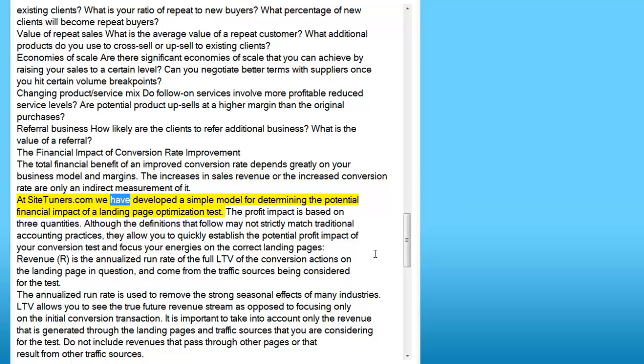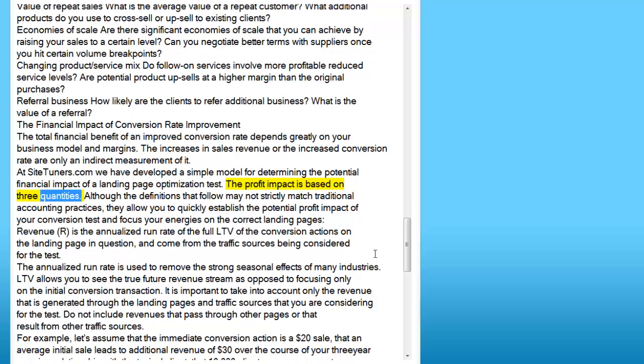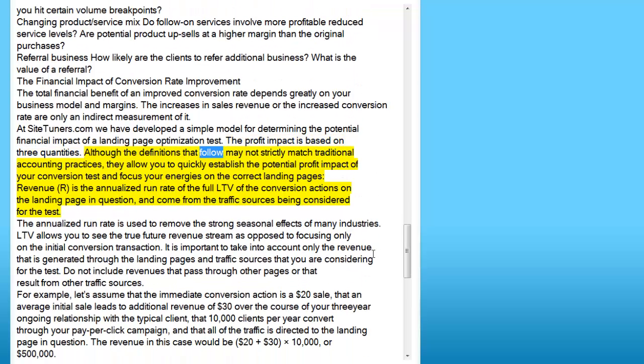At SiteTurners.com we have developed a simple model for determining the potential financial impact of a landing page optimization test. The profit impact is based on 3 quantities. Although the definitions that follow may not strictly match traditional accounting practices, they allow you to quickly establish the potential profit impact of your conversion test and focus your energies on the correct landing pages.